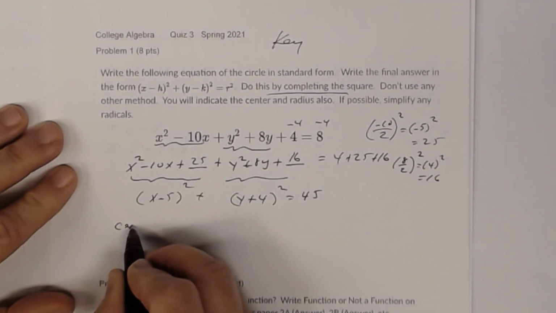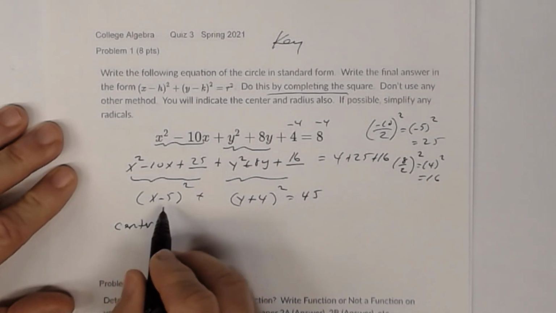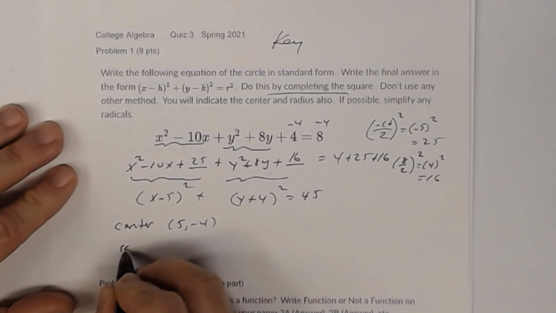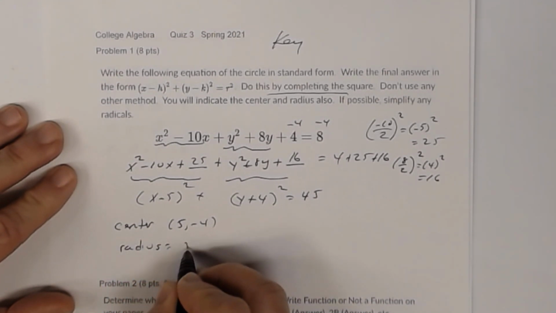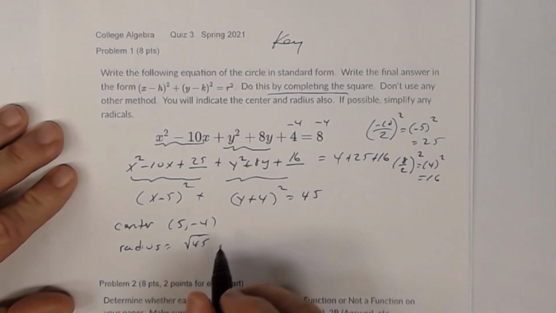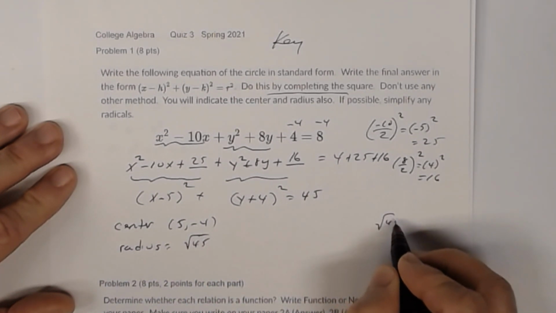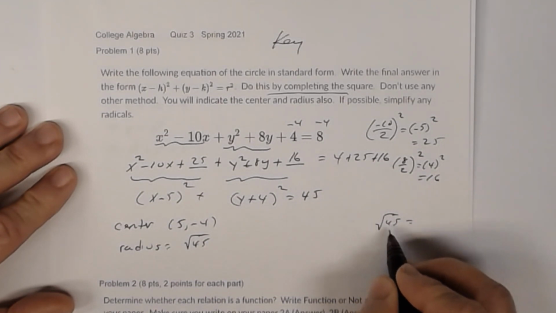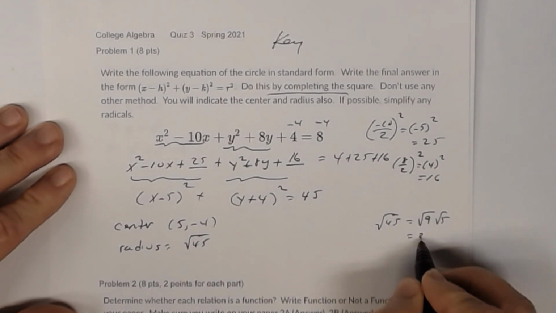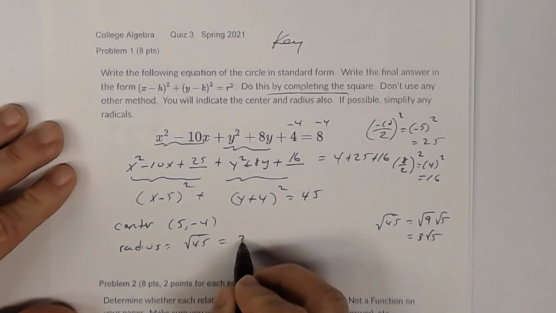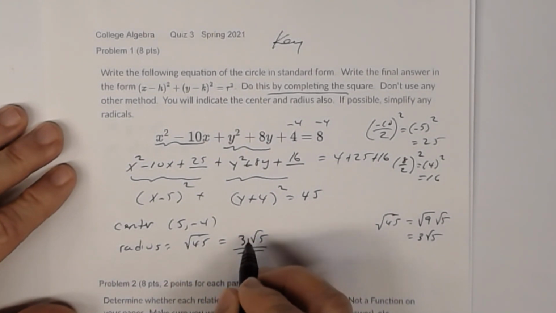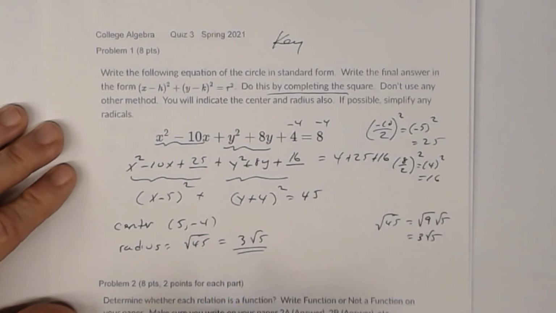So the center of the circle is going to be (5, -4), and the radius is going to be the square root of 45. You take the square root of this number here, but you have to simplify it. Remember, the largest perfect square that goes into 45 is 9, so I can write this as the square root of 9 times the square root of 5, which is 3 square root of 5. This is what you needed to give as the radius, because it did say simplify any radicals.